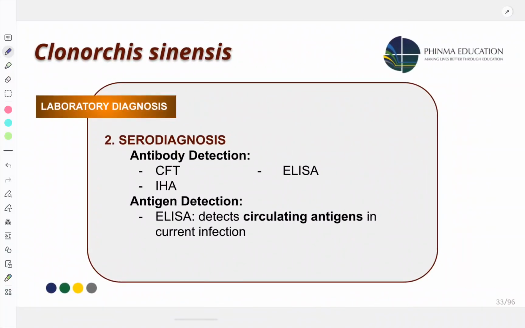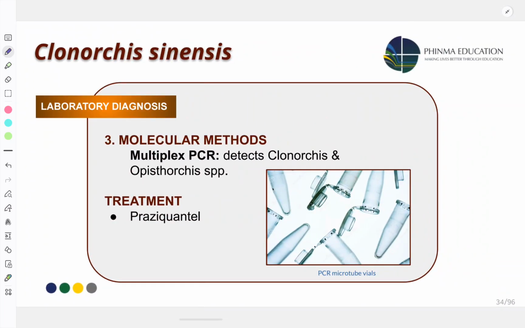For serodiagnosis, it is the same as with your other trematodes. You could detect antibodies using different techniques: complement fixation, hemagglutination, and ELISA. You can also detect the antigen directly, to detect the circulating antigens. PCR can also be used, both for Clonorchis and Opisthorchis. The treatment of choice is praziquantel again. So praziquantel again.